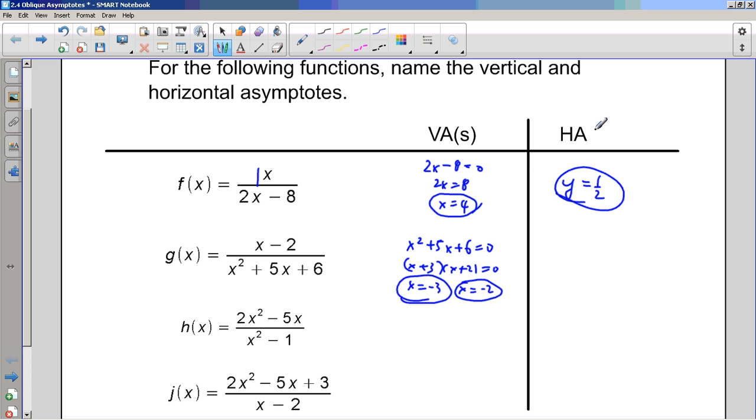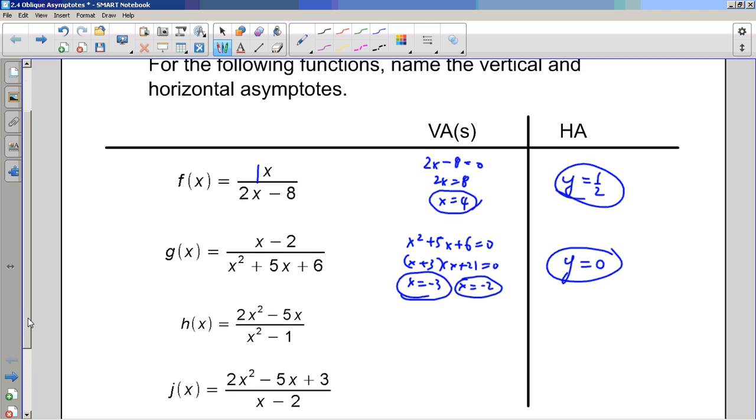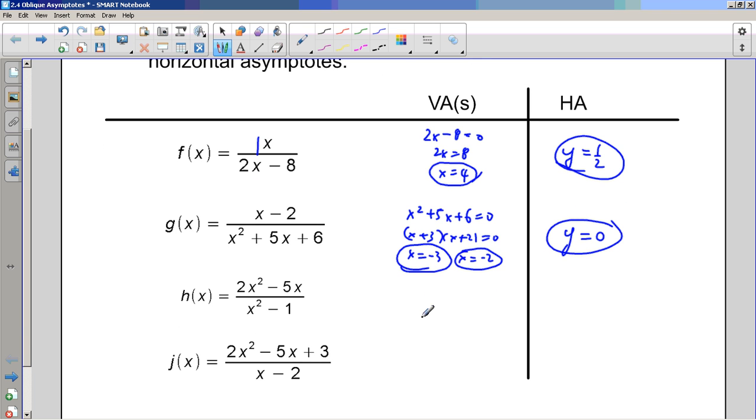The horizontal asymptote, well, notice the top is smaller than the bottom. The bottom has degree 2, the top is degree 1, and in fact, we get a horizontal asymptote of y equals 0. The next one, the vertical asymptote is when the bottom is equal to 0, and this is a special case of difference of squares factoring, and I get x equals 1 and x equals -1 as my vertical asymptotes.